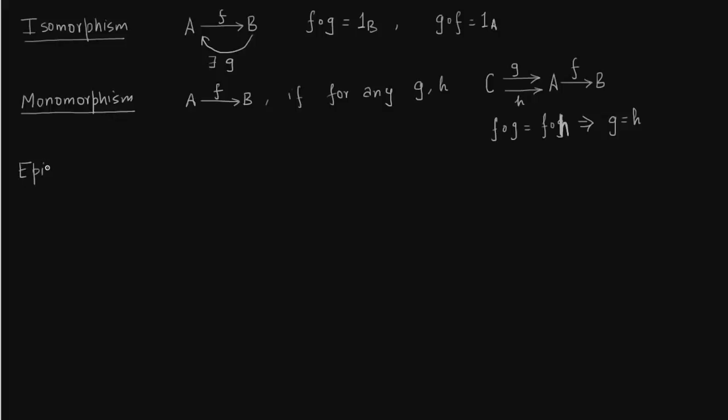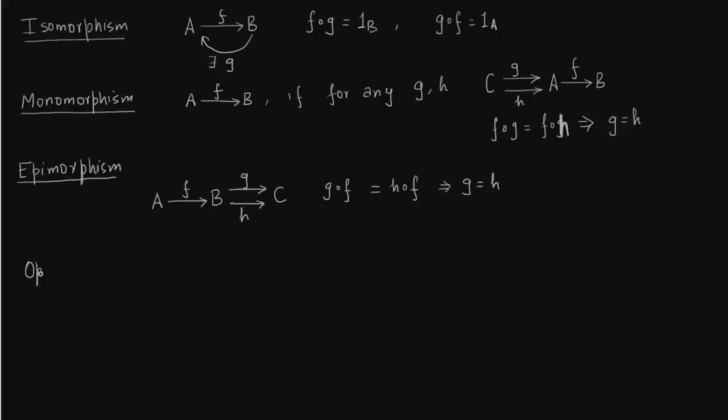Similarly, we have epimorphism. So this arrow from A to B is an epi if for any G and H from B to C, and this condition holds, so you first apply F, then G, and you first apply F and then H, this would imply G is equal to H. So in a sense, epimorphism implies the right cancellation of F.